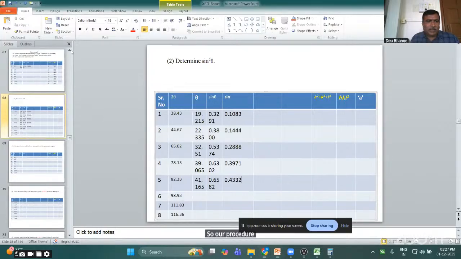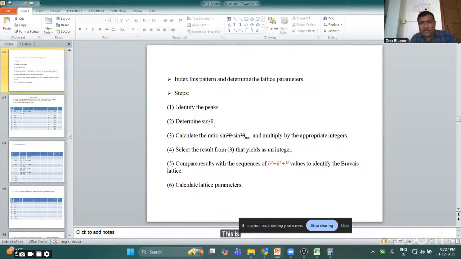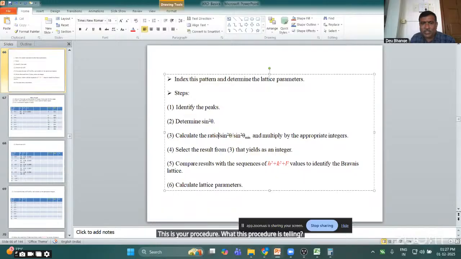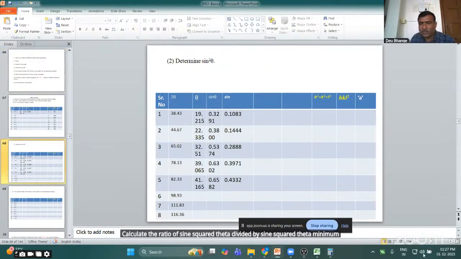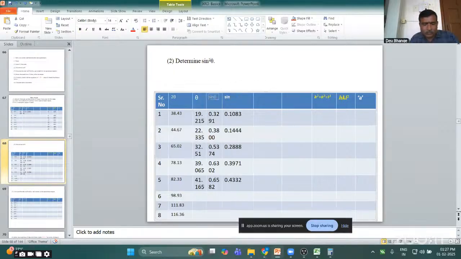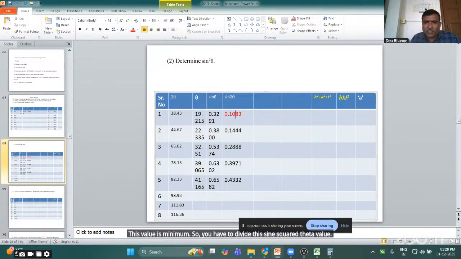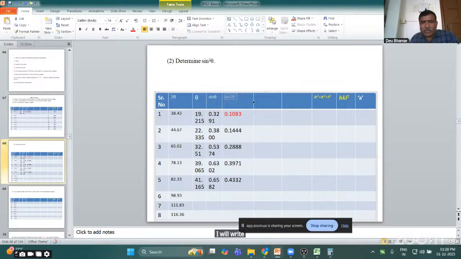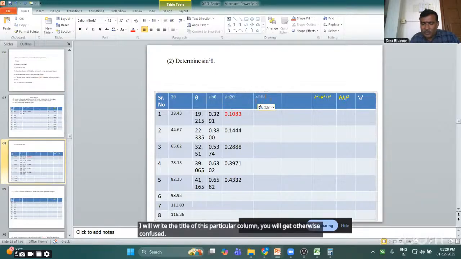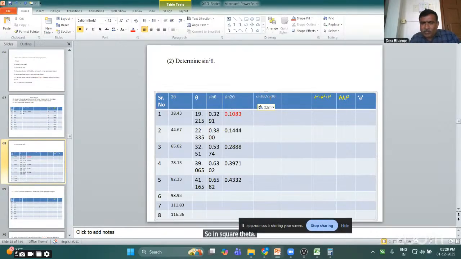Now we will go back. So our procedure is telling us to calculate the ratio of sine square theta divided by sine square theta minimum. So which sine square theta is minimum? This value is minimum. So you have to divide each sine square theta value by this value. I will write the title of this particular column, sine square theta minimum, otherwise you will get confused. So this will remain 1.